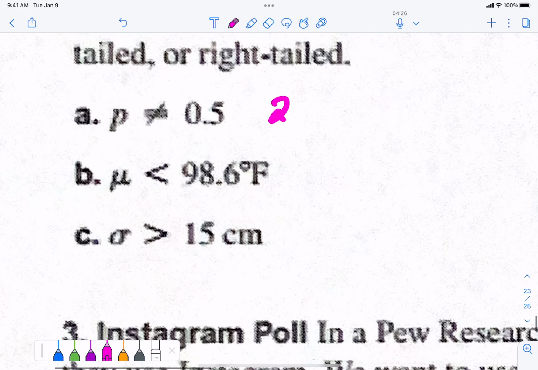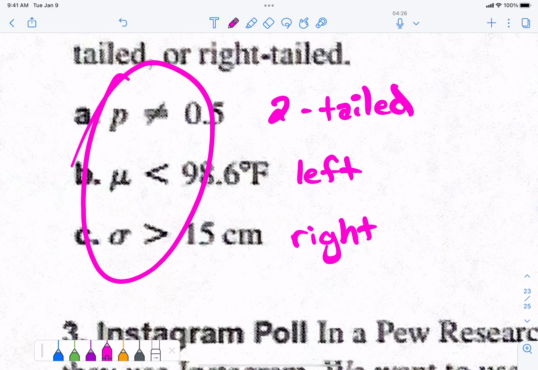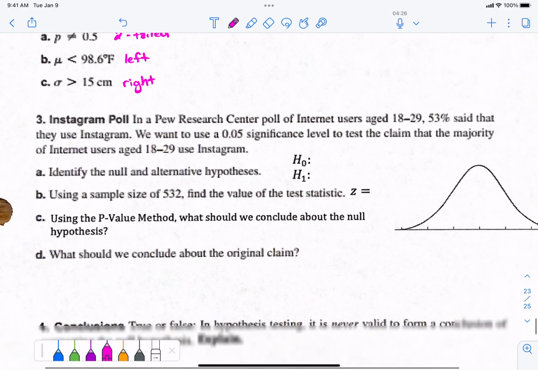Two-tailed, left, right. Two-tailed. And this one will be, you said left? Yes. And this one will be right. Do you understand that? Now, each one of these will only ever be your H1, because H naught is always equal to, correct? Yes. Equal to, and then either not equal to, less than, or greater than. And then that will tell you how many tails you have and which ones. Got it? Okay. Let's do this one.